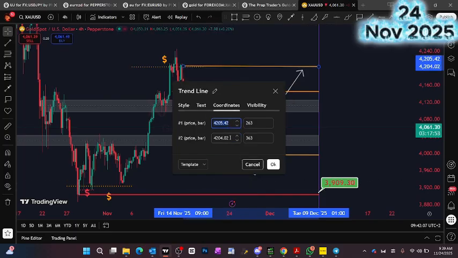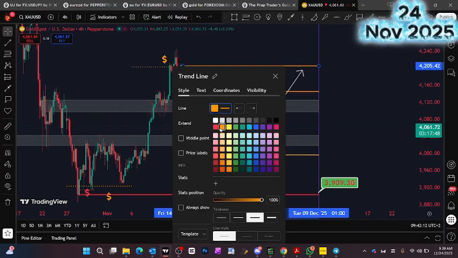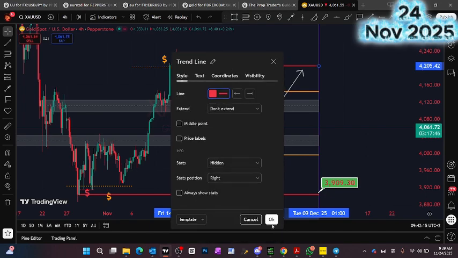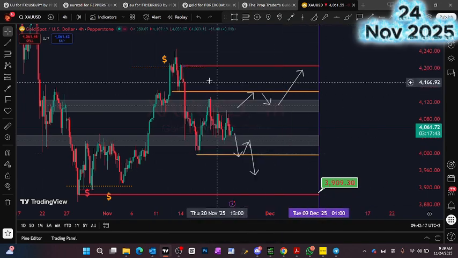Support and resistance. I need to study these two things. What is support? What is resistance? That's it. I check it and then next week I forgot.